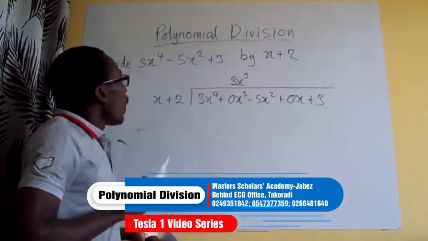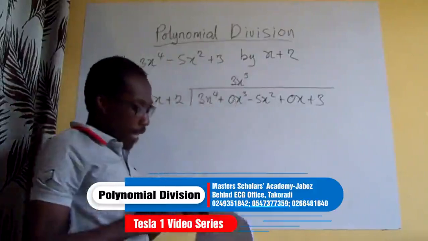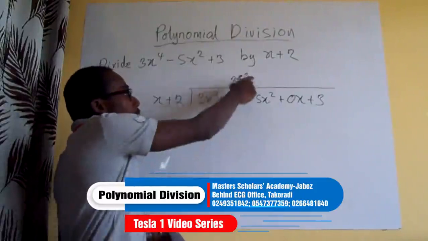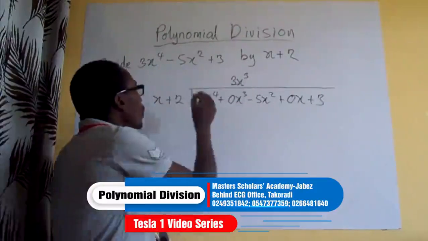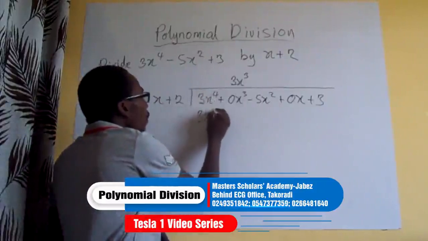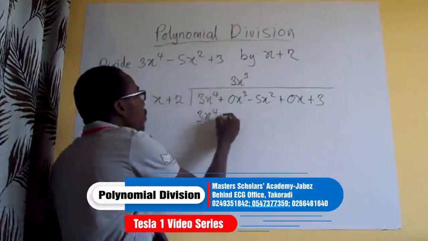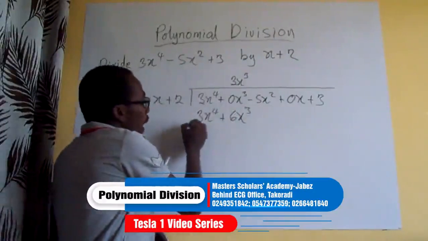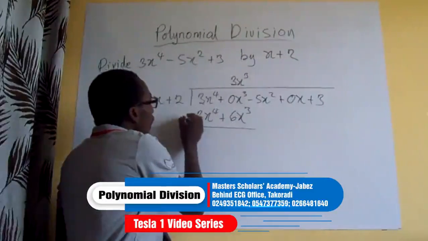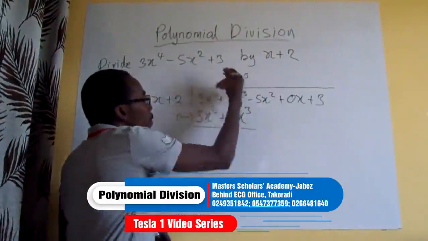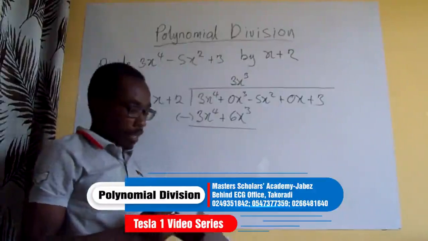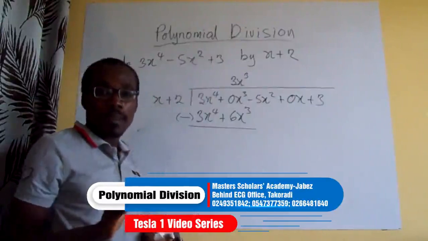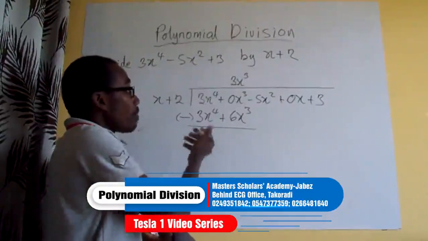Okay. So you go on, after getting your 3x to the power 3, you multiply the entire divisor by this term. Okay, and that gives you 3x to the power 4. You multiply this by this, it gives you 6x to the power 3. Okay, so right from this, you subtract whatever you have here from what we have on top, just as the way you would have done a normal long division involving pure numbers. Okay, good. But this one is algebraic division.